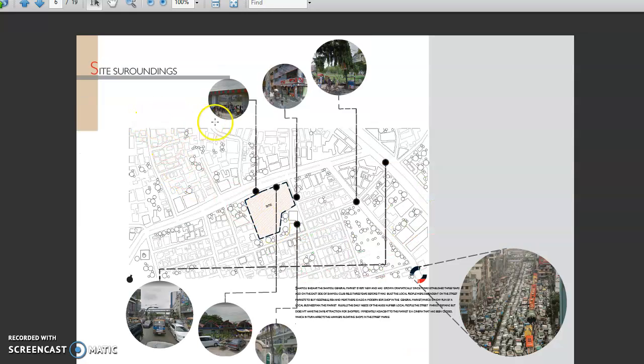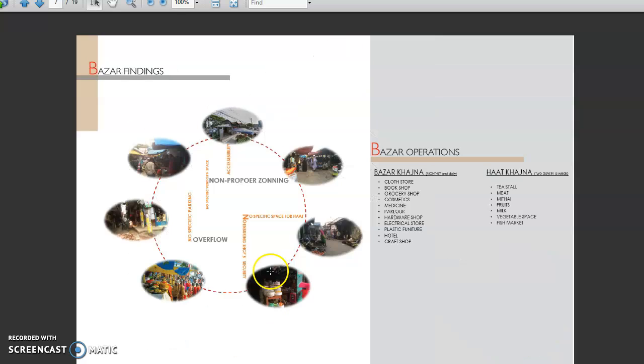This is my site surroundings analysis. And here is my site, and there is a mosque just near my site, and this is the secondary road, and this is the main road. And here on the busy hour, the traffic pattern looks like this, like all the vehicles start after the office hour at the beginning of the day.